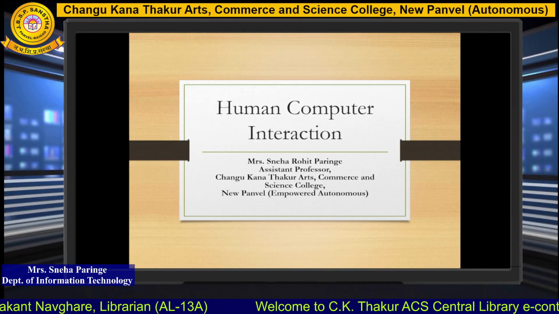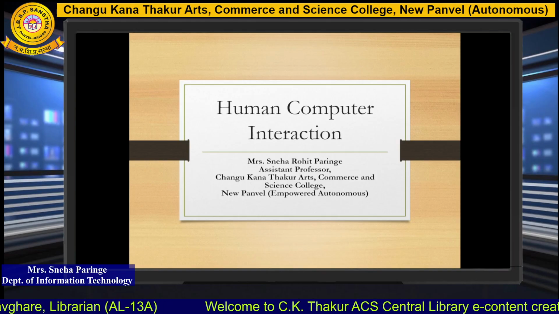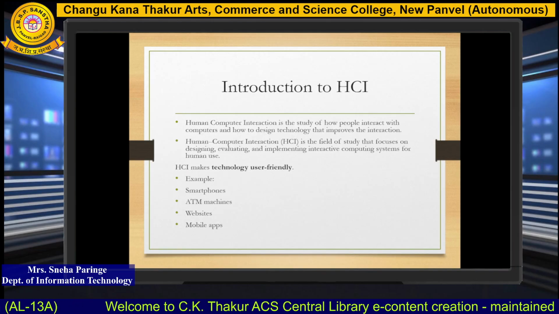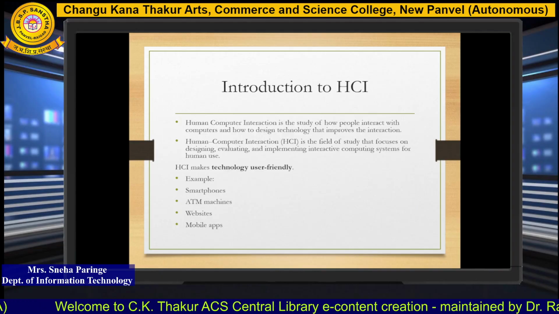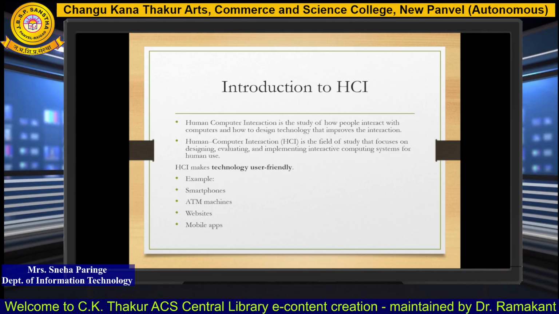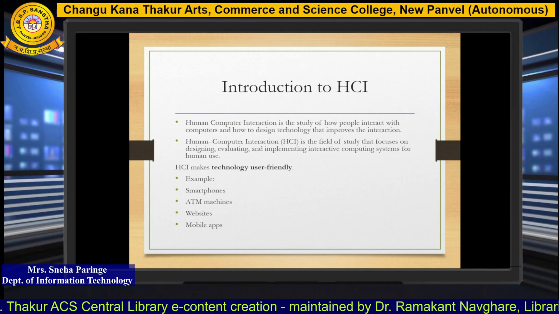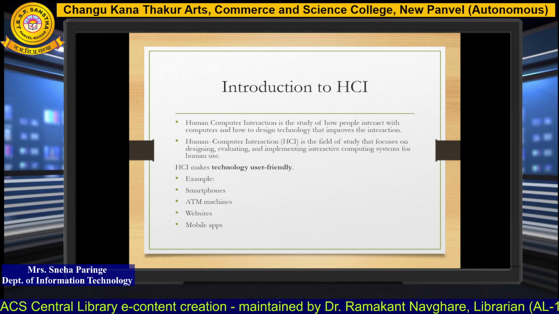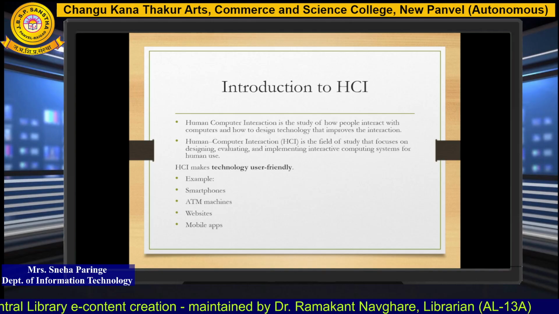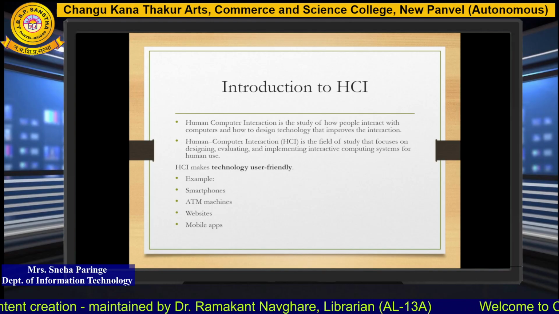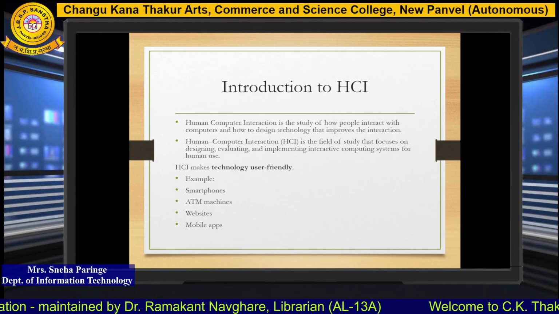We are talking about the subject human-computer interaction, and we will see the introductory part of HCI, that is human-computer interaction. As the name suggests, it is a study of how people interact with the computer and how the design technology improves the interaction. It is basically the communication between the people and the computer and the system through which how it interacts, how it is designed, and how it is structured.